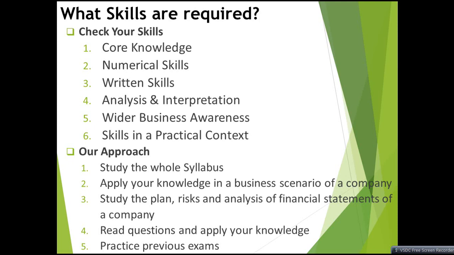Numerical skills. I hope that in all the accounting papers you will already get the numerical skills. Then written skills must be there. You should be able to write especially in right English. Analysis and interpretation. These skills will develop during this P5. This number 4, analysis and interpretation, is to develop your skills. This is the objective of P5. Wider business awareness. For this wider business awareness, I will share with you the case studies of different countries, and your skills will improve as a result of that.